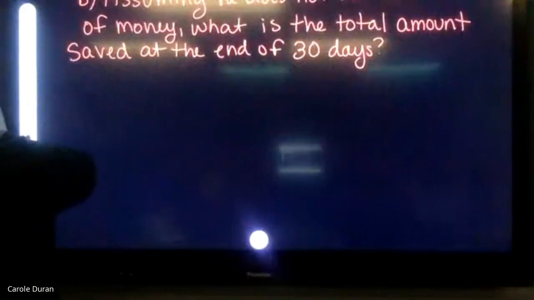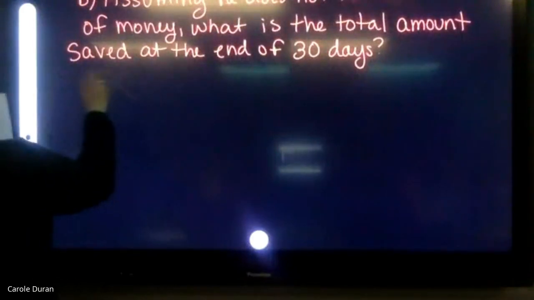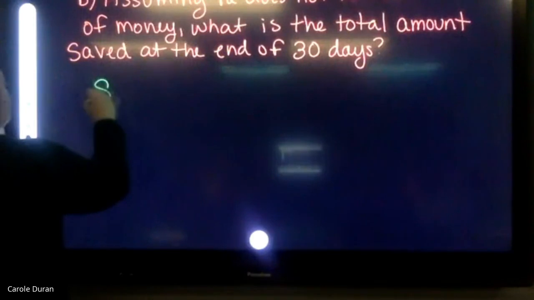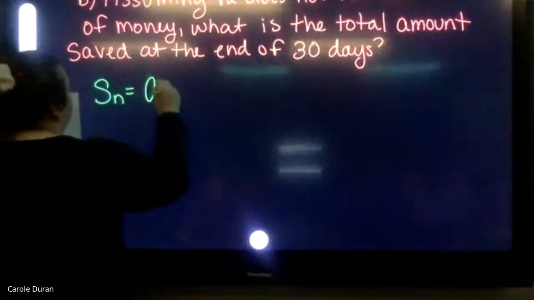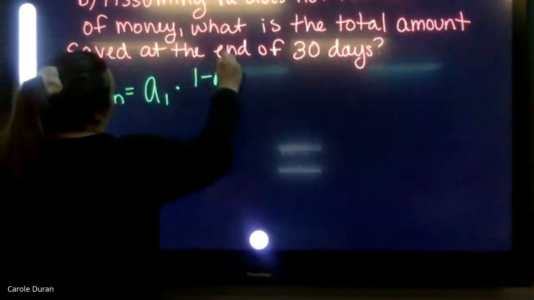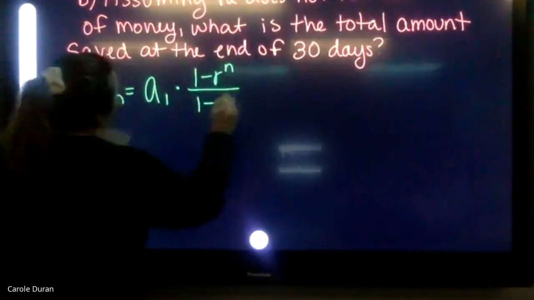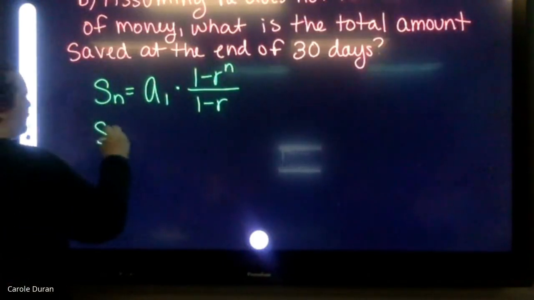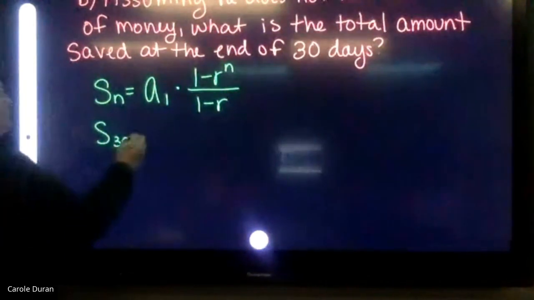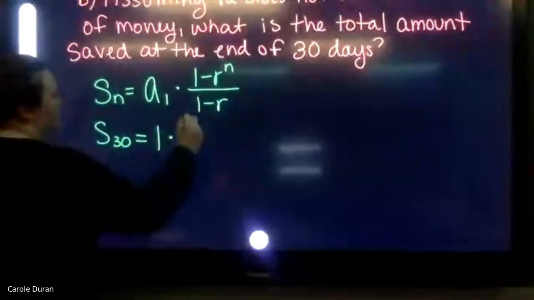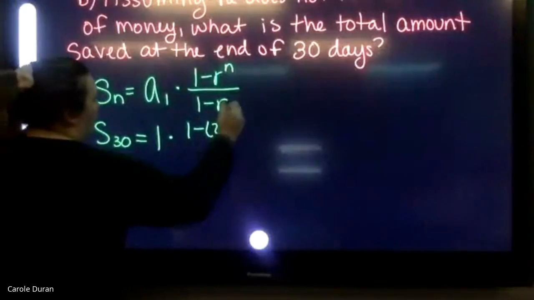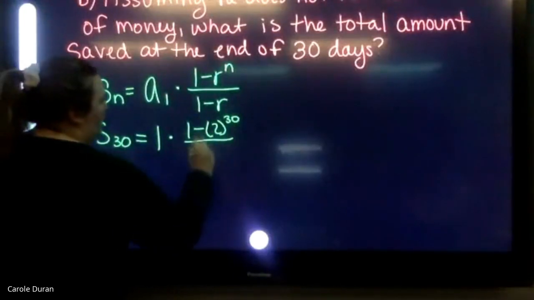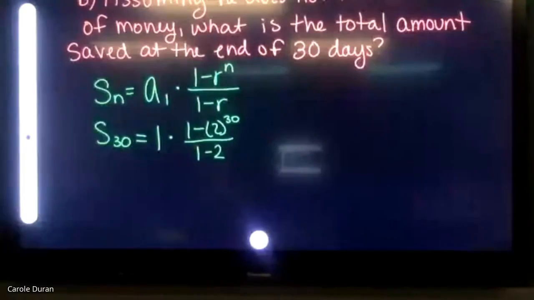So for a geometric sequence, my partial sum formula is equal to A1 times 1 minus r to the n over 1 minus r. Filling in the information for my particular sequence, I know I'm finding the sum of the first 30, so n here is 30. A1 is 1. R is 2. And I just go ahead and fill the information in. And then I'll put it all into a calculator.